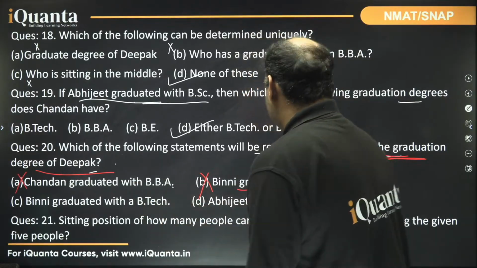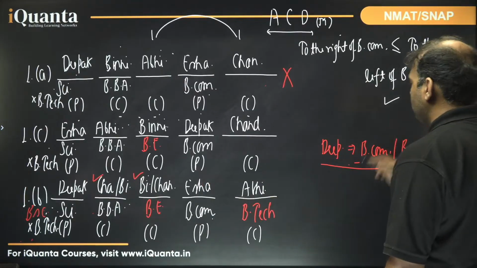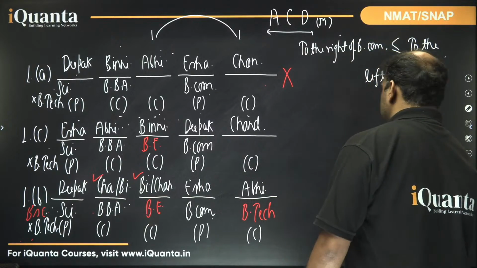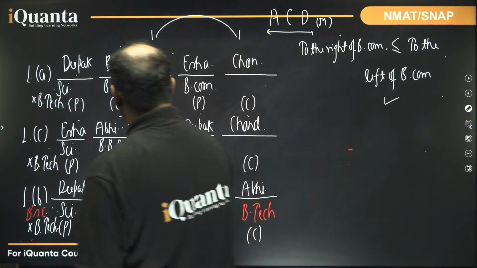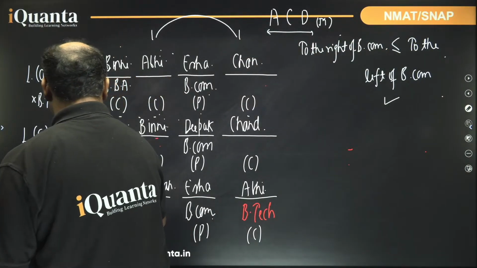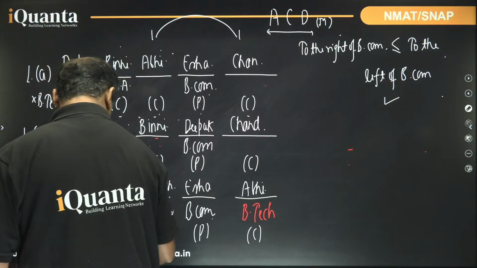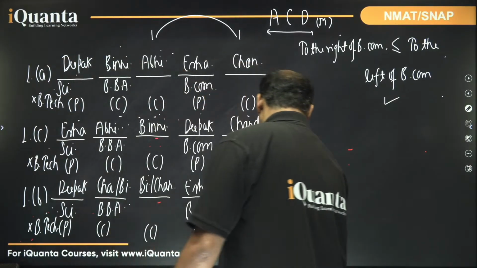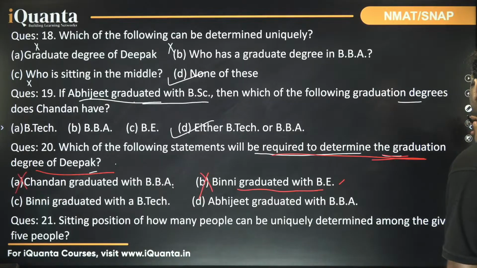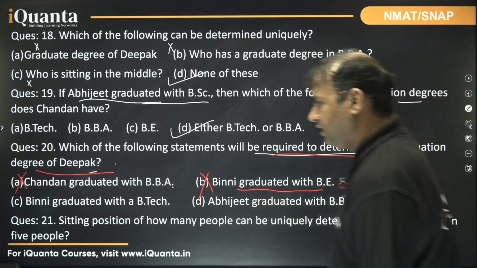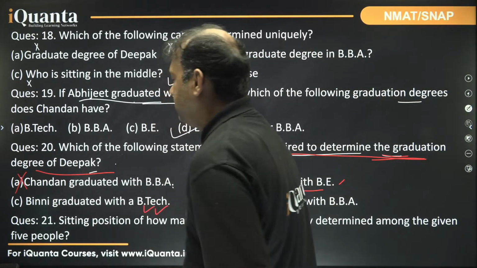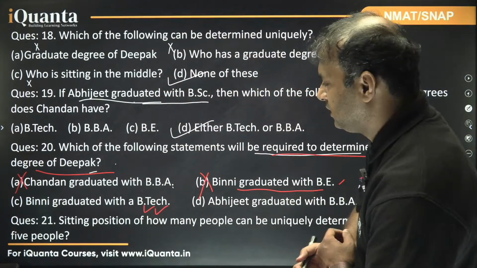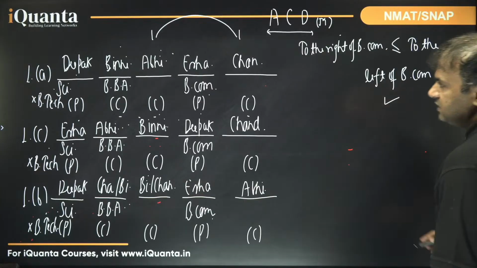Now let's check option number C, but before that, let me erase it all so that it doesn't create any confusion. Alright, now option C says, guys, that Bini is graduated with a BTech. Okay, let's use this.